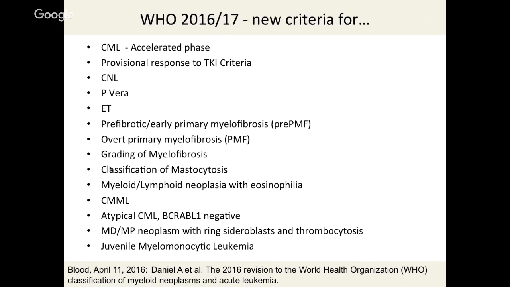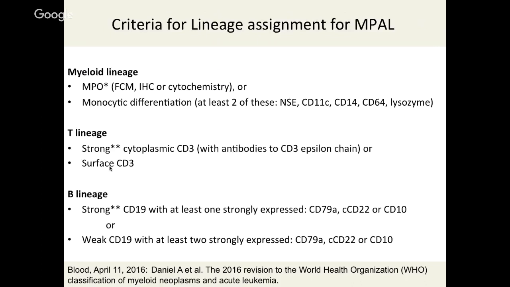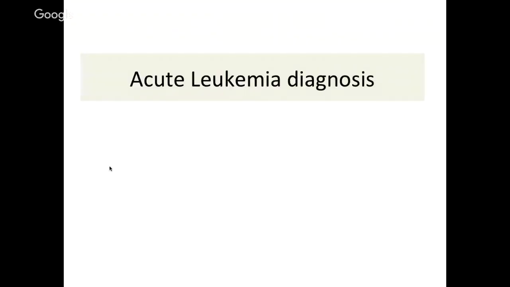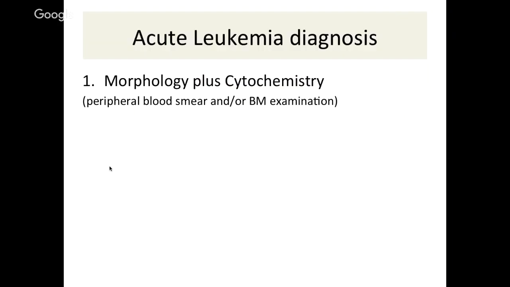So I'm not going to go into the details of this. I go straight to the diagnosis of acute leukemias. The diagnosis in the laboratory starts with morphology on Romanowsky stain. We do Giemsa and Wright stain, morphology and cytochemistry. This is basically done on peripheral smear and on bone marrow aspirate or bone marrow touch imprints.